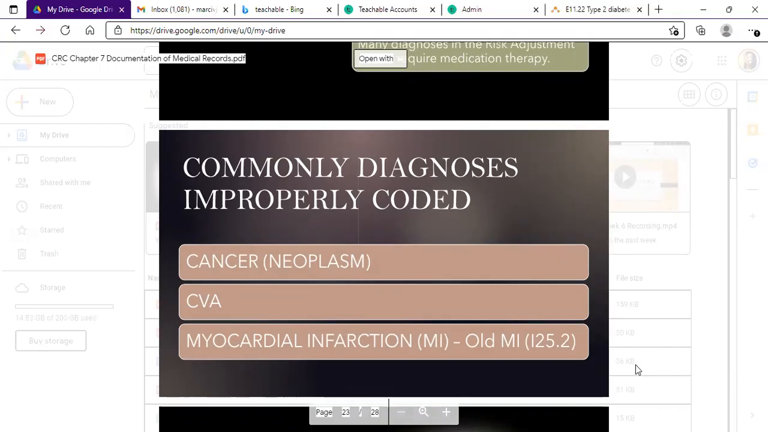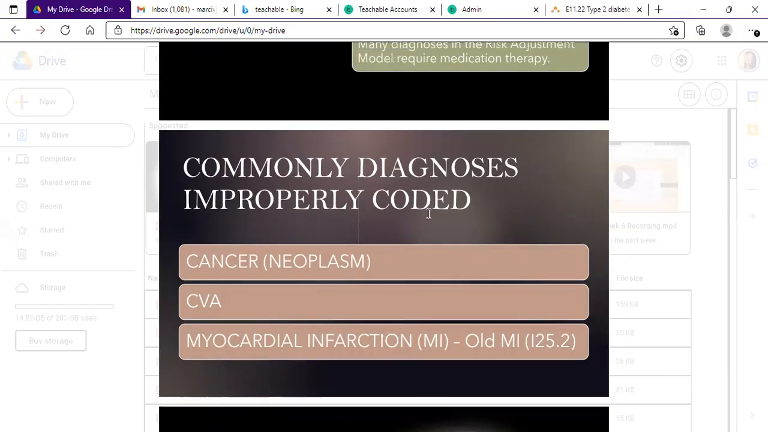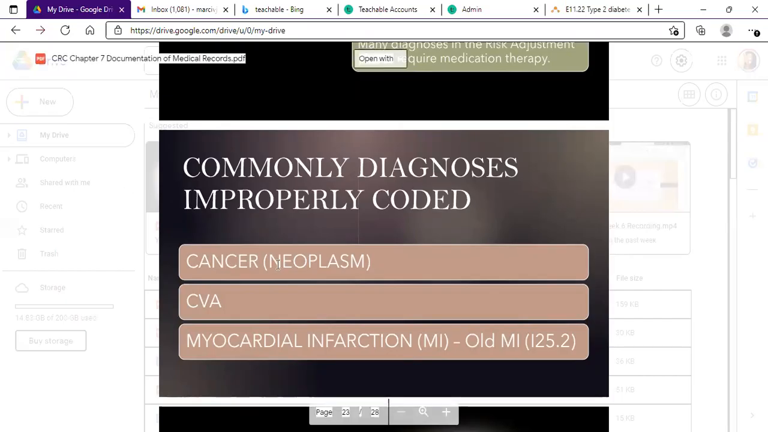So, and I'll let you know why these are commonly improperly coded. It's commonly improperly coded because of historical versus active when it comes to cancer. A provider might say this person has a history of cancer, and then when you look in the medication list, they're still currently taking medication. So that means this is not history, this is current, and they have to code it as current. And you've got to change your documentation from history because it's still here.